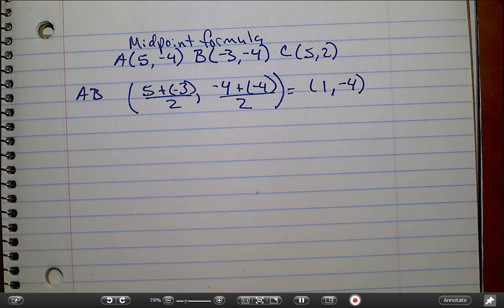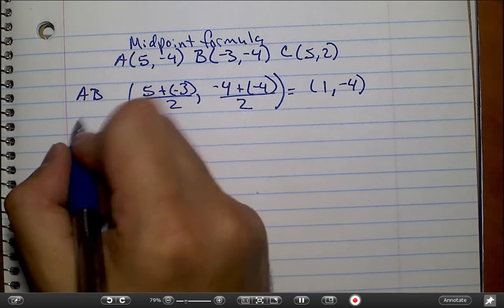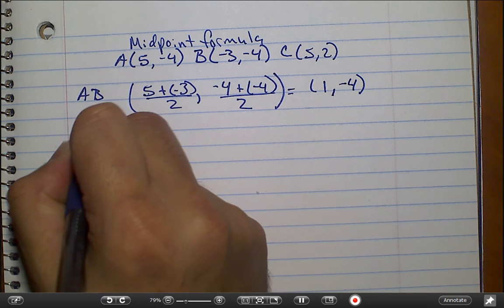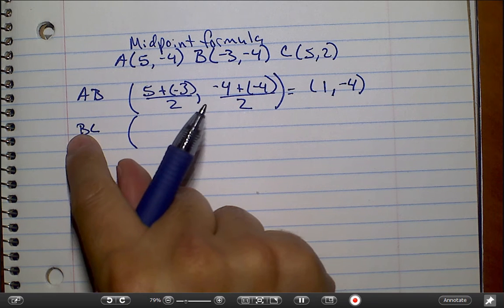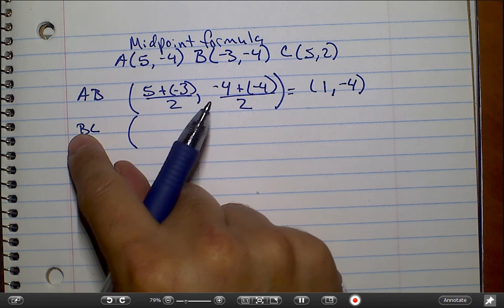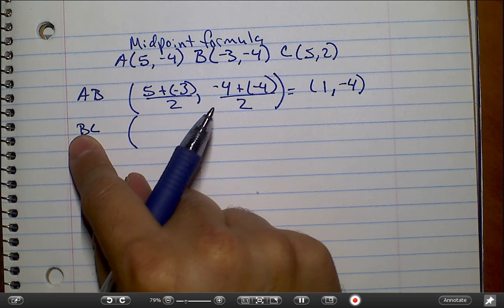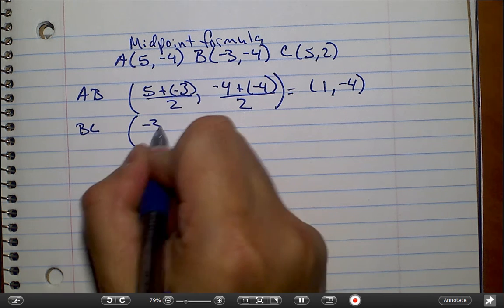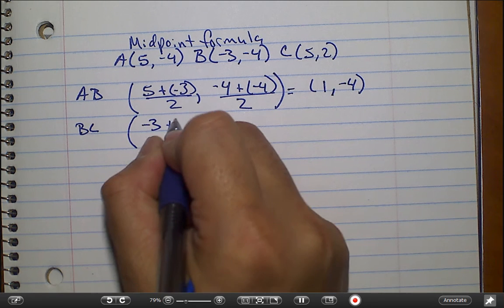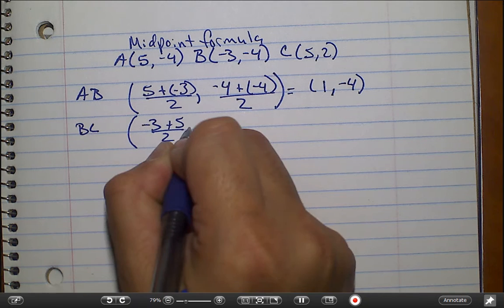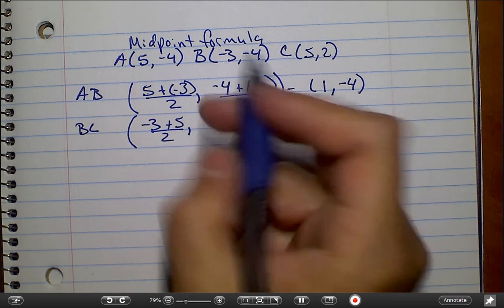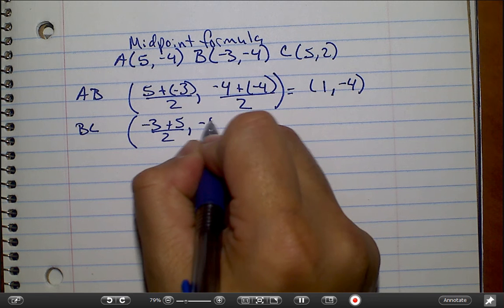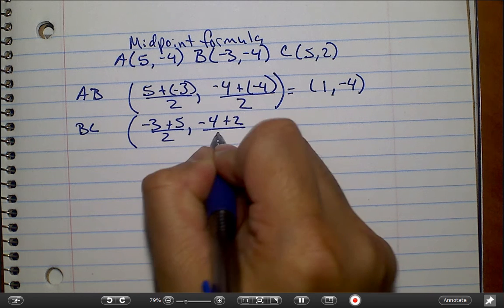We're going to do the same thing again, but now the next one is BC. So my first point is B now. For my midpoint formula, I'm going to have -3 plus 5 over 2, comma, and then my y's are going to be -4 plus 2 over 2.